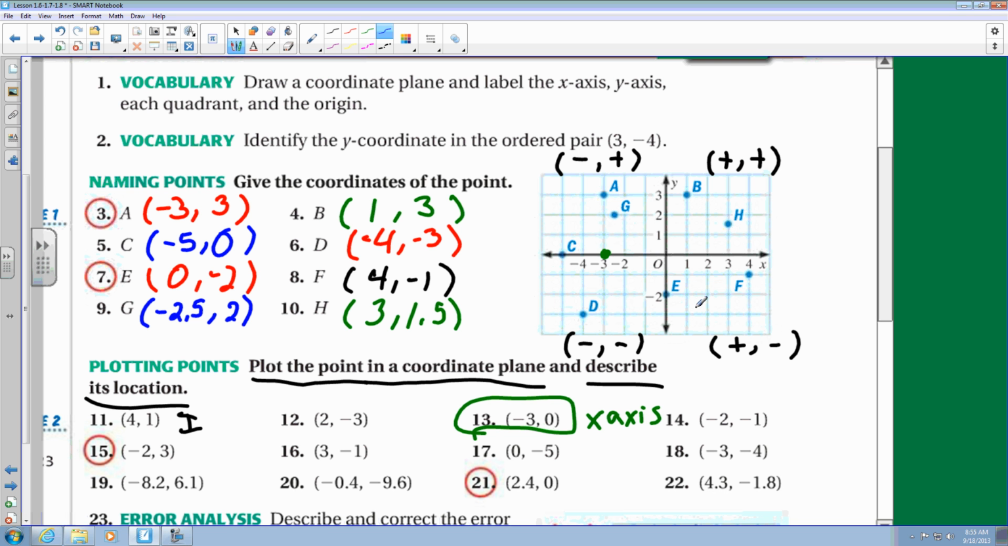If you look at question 17, which is 0, comma negative 5, 0 means I move zero in the x direction, and then it's going to be 1, 2, 3, 4, about right here would be 0, comma negative 5. That means this one is located on the y-axis. So if our x coordinate is 0, that means the location of our point is on the y-axis.